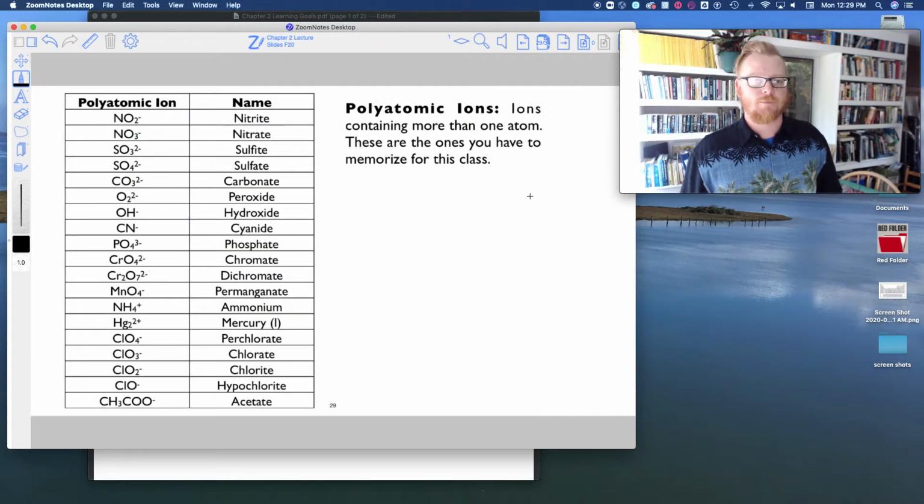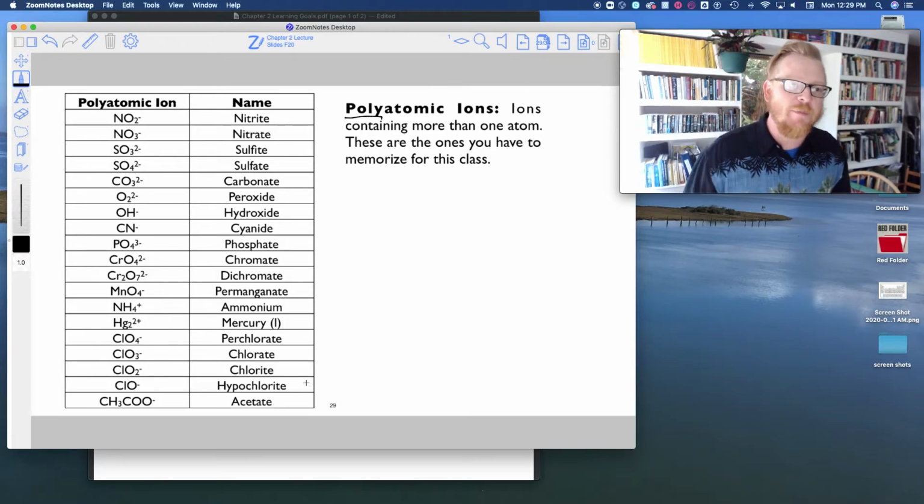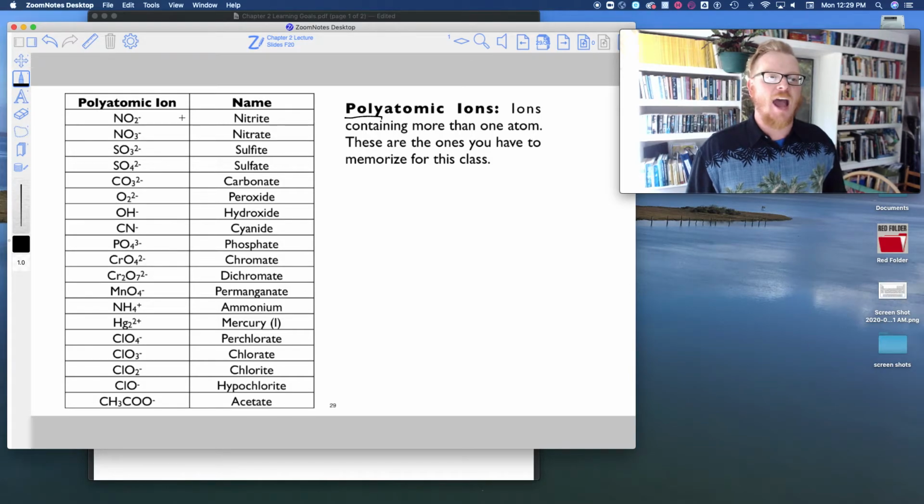So moving on. Now we get to another aspect of naming, the polyatomic ions. Poly meaning more than one. So these are ions containing more than one atom. You need to know this whole list for this class, front and back. You need to know that nitrite is NO2 minus. And also, you need to know that NO2 minus is nitrite.